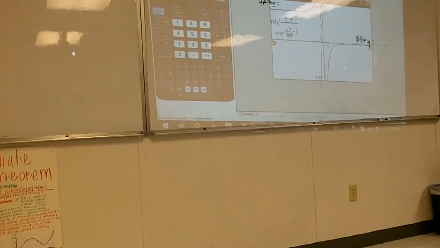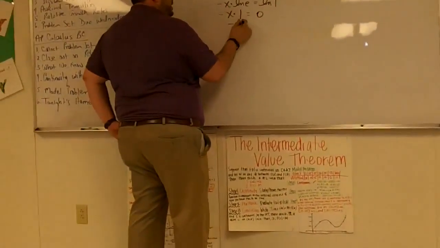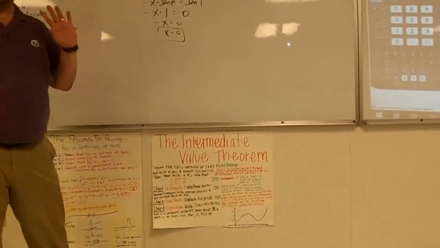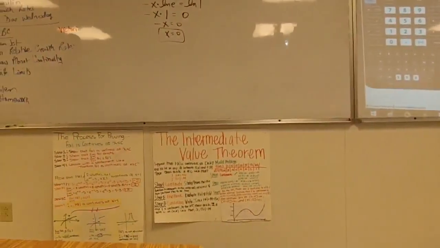Natural log. P in front of the log. Fabulous. Negative x, natural log of e is 1. Natural log of 1 is 0. Negative x equals 0. X equals 0. Is everybody okay?